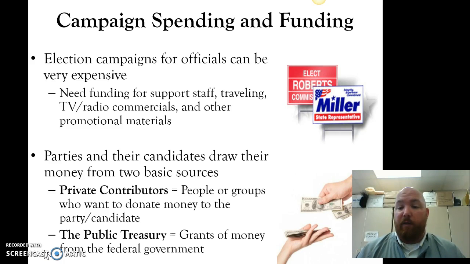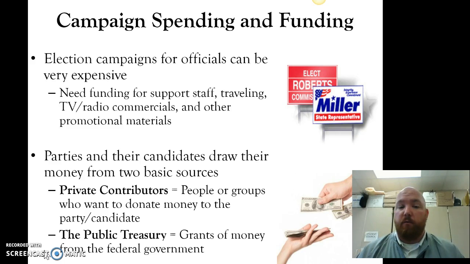One, we have to have support staff. You can't just do it by yourself. Normally you have a campaign manager and finance managers and people that make phone calls and speeches and everything else. Travel, and they got to pay for them to travel as well. TV and radio commercials. And all the flyers, pens, pencils, you name it, they have it, and it all costs money. It's not just made for free. So it is expensive.